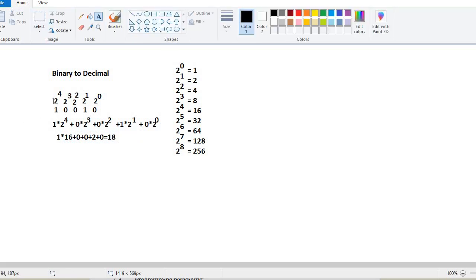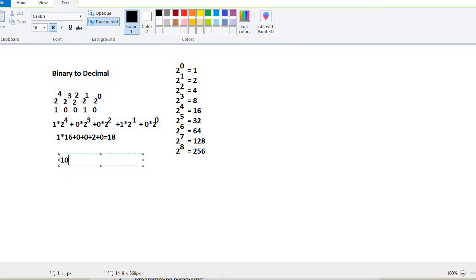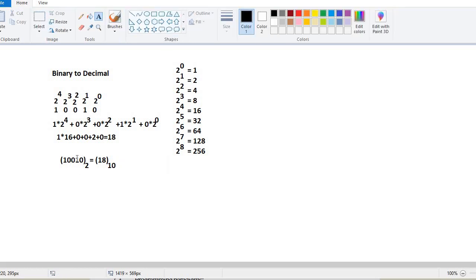Okay. So 1 0 0 1 0. So what can I write? 10010 in binary is equals to 18 in decimal. Okay, so 10010 base 2 in binary is 18 in decimal.